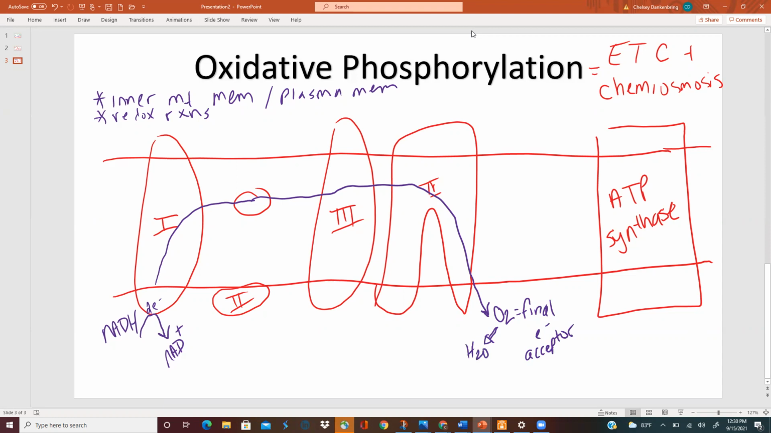Okay, so this was a series of redox reactions. Anytime one of these proteins gained the electrons, it was reduced. Once it passed them on to the next molecule, it became oxidized. The molecule receiving the electrons gained them. Once they lost them to the next molecule, it was oxidized. So it's just this series of redox reactions.